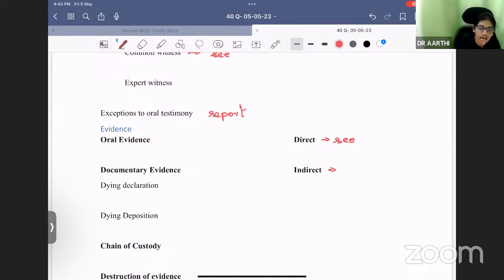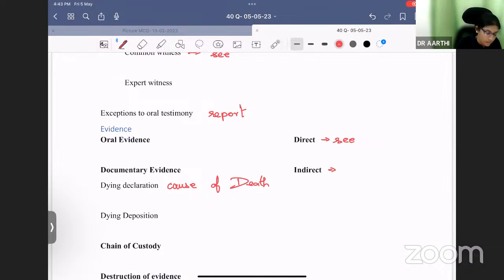Oral evidences are evidences given by mouth. We go to the court, we tell it by mouth, we are giving oral evidence. Documentary evidences: I give a death certificate, report, injury report, wound certificate, or age report. All of this becomes documentary evidence. And the most important one we kept seeing was the dying declaration, when the person is about to die and gives a statement regarding his cause of death. That is called a dying declaration.